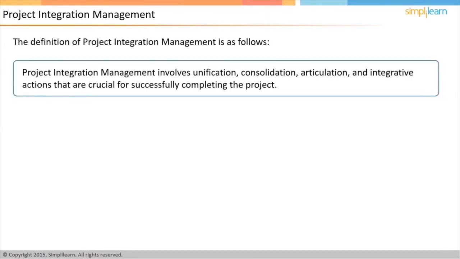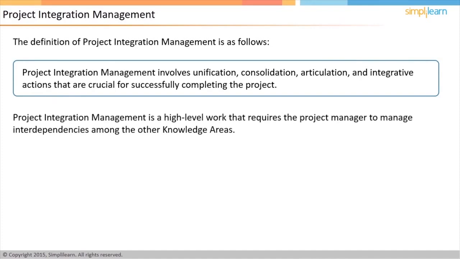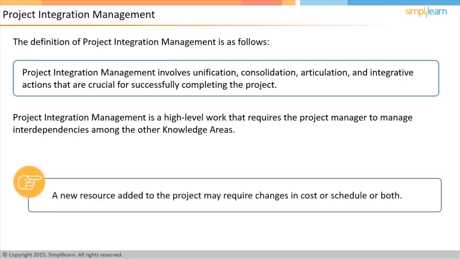Project integration management involves unification, consolidation, articulation, and integrative actions that are crucial for successfully completing the project. The project integration management is high-level work that the Project Manager does, and it involves managing interdependencies among the other knowledge areas. The other 9 knowledge areas involve detailed work in a specific direction. For example, project cost management deals only with how to manage cost in a project. The project management processes do not happen independently. For example, a new resource added to the project may require changes in cost or schedule or both.